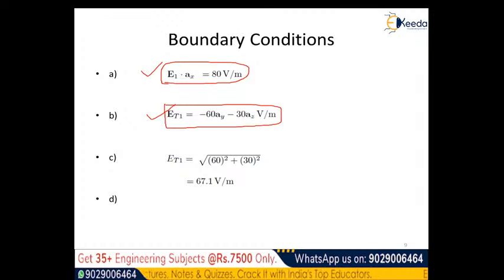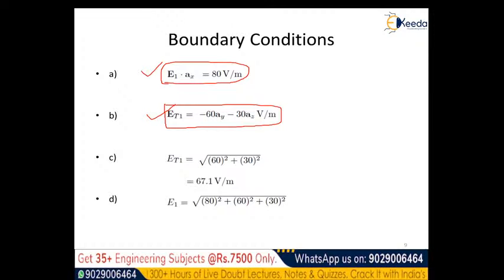Now in part D we are required to compute E1 here. Capital E1 is the electric field intensity in region 1. As we know, this is just the summation of the tangential component and the normal component. So here, as we require the magnitude of E1, we take the square root of the E1 vector given to us in the problem statement. So it is 80 ax minus 60 ay minus 30 az here.